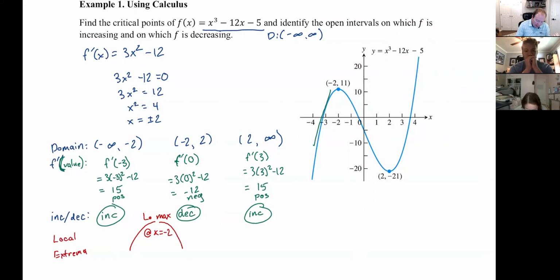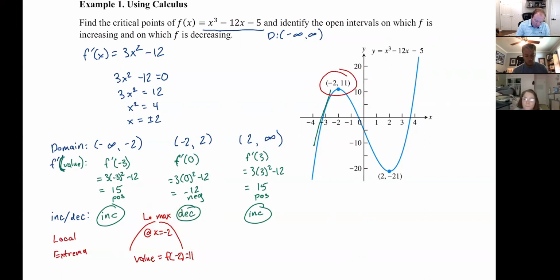So the local maximum, and what is the value? The actual local max, to figure that out, the value is equal to f of -2. Plugging that into the original gives you 11. So that's where that came from. So the important thing to grab right here in red is what happens when you switch from increasing to decreasing. Well, you have a local maximum.